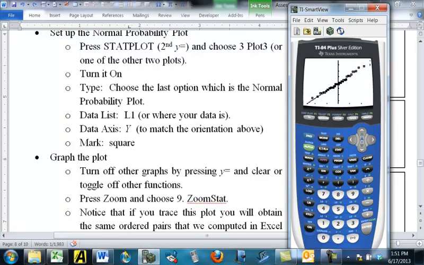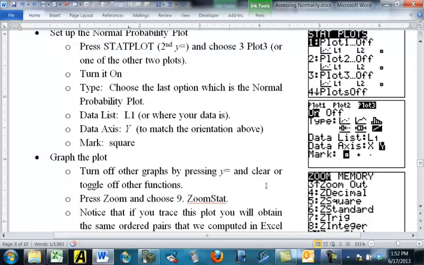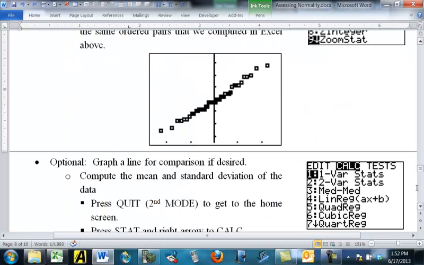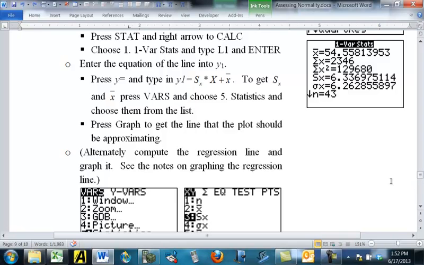So now if we hit graph, it's going to graph that line here. And of course, if it's normal probability distribution, the dots will be very close to this line, which in fact they are. Okay, so that's very close to a normal distribution. So our conclusion then is that this is actually a normal distribution.